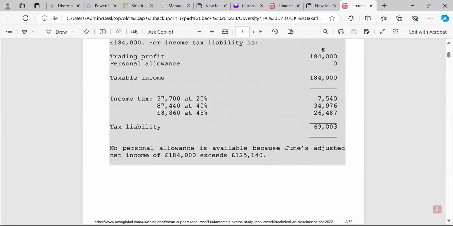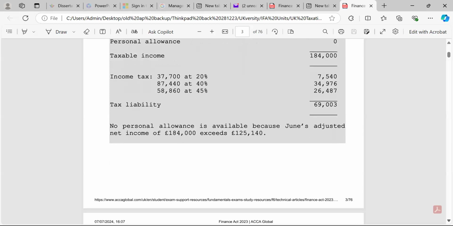The remainder up to 125,140 will be 40% tax. More than that will be 45% tax. So the total tax liability is 69,000 if you earn 184,000. That's the tax liability which we're supposed to pay to HMRC. Any questions from anyone? Okay.